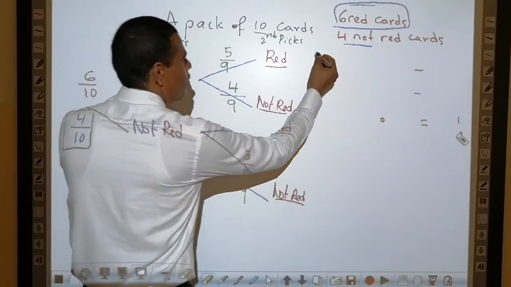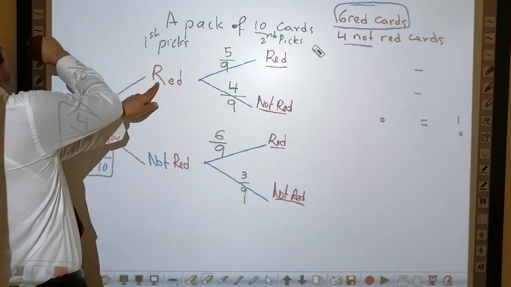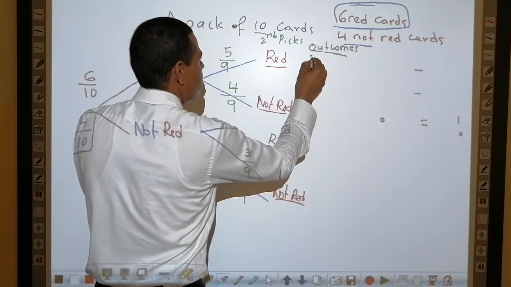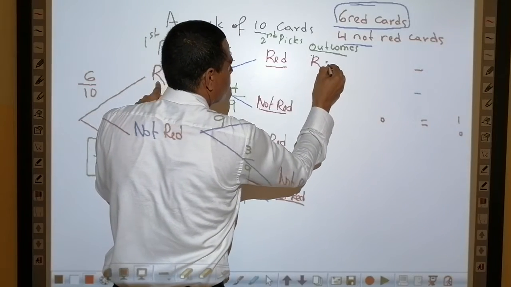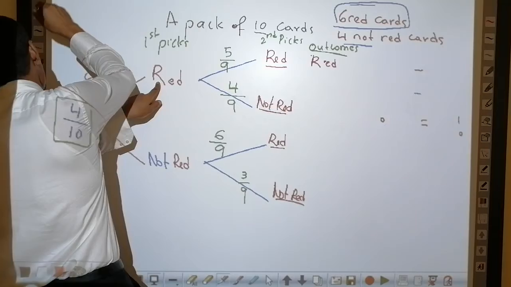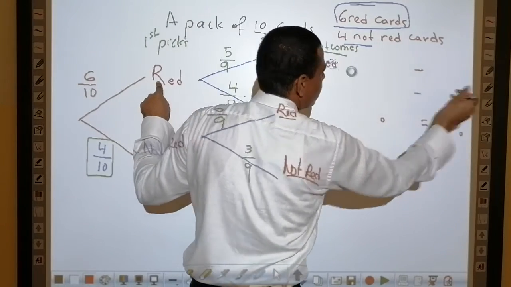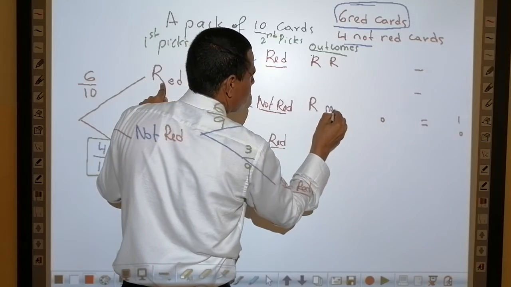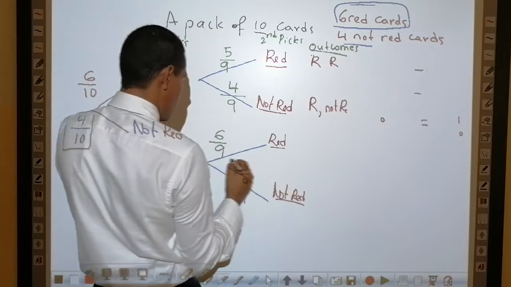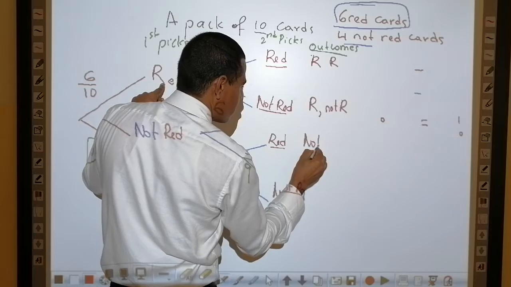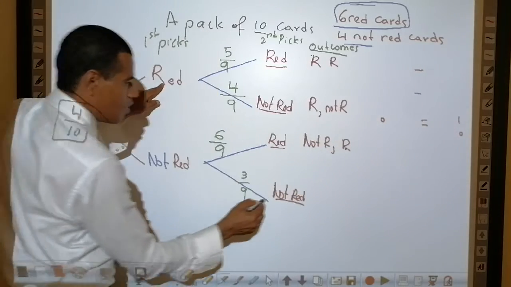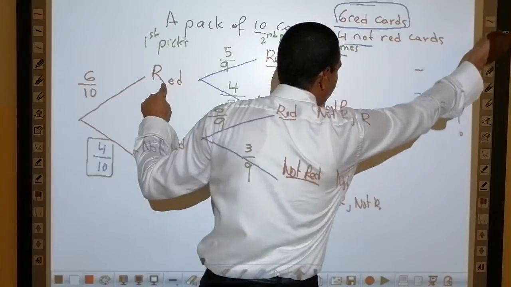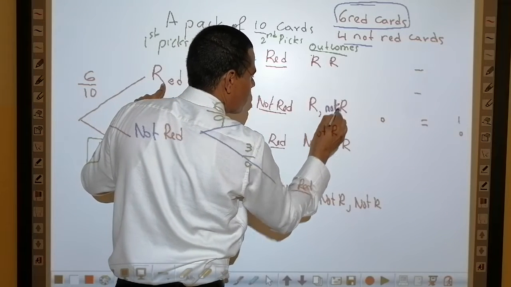Now we get the outcomes. I will write RR, my kids. Then red, not red. Then not red, red. Then not red, not red.